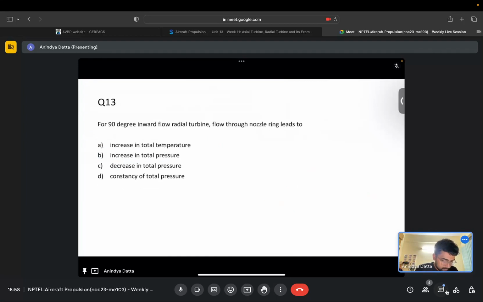Okay, question 13. For a 90-degree inward flow turbine, the flow through the nozzle ring leads to: increase in total temperature, increase in total pressure, decrease in total pressure, option D, constancy in total pressure. So the question is what happens when there is flow through the nozzle ring. Which is the correct answer here?